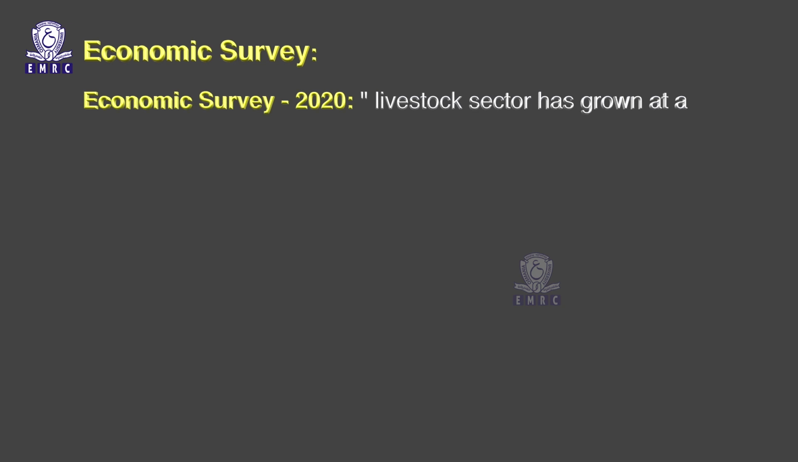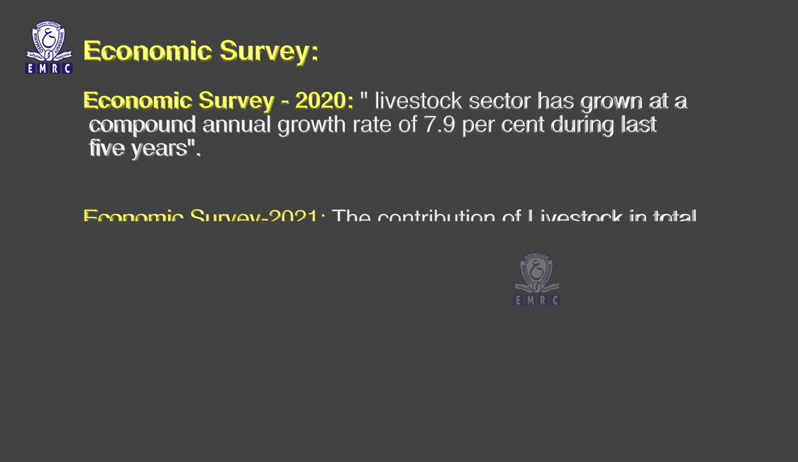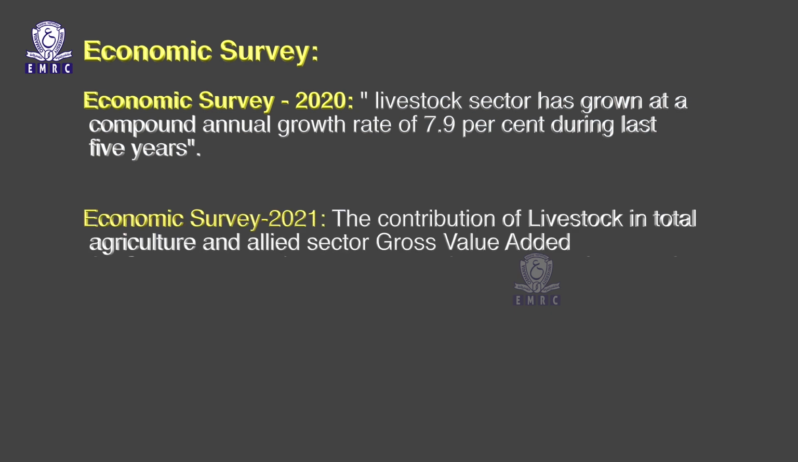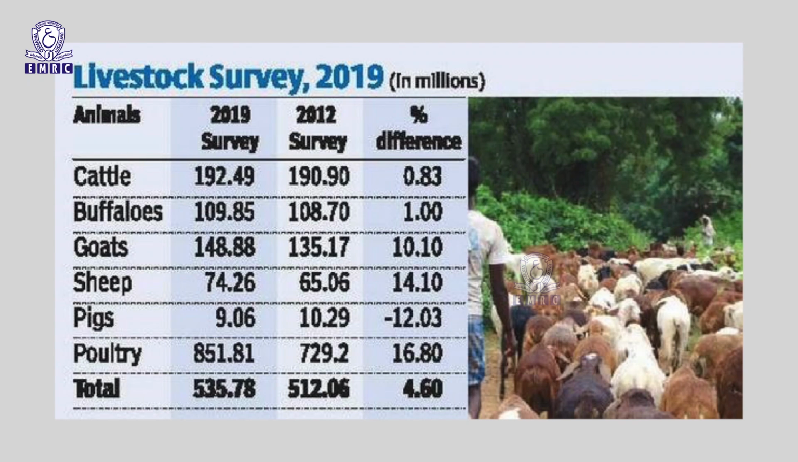Economic Survey 2020 noted that livestock sector has grown at a compound annual growth rate of 7.9% during the last 5 years. As per the Economic Survey 2021, the contribution of livestock in total agriculture and allied sector gross value added has increased from 24.32% to 28.63%. Livestock income has become an important secondary source of income for rural families and has assumed an important role in achieving the goal of doubling farmers' income. Let's look at few of the trends in the livestock sector in India.